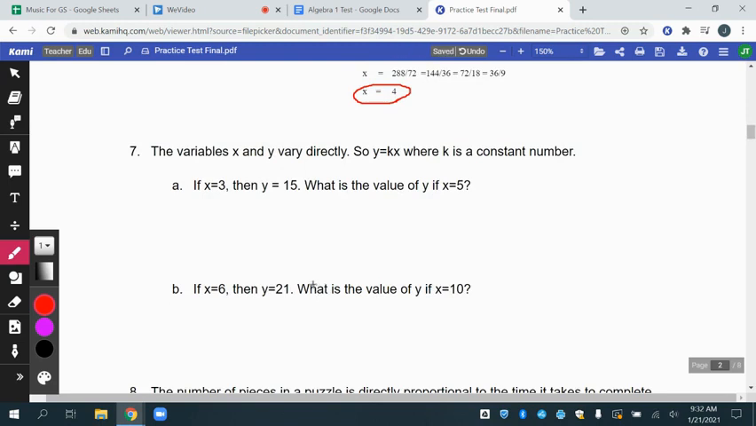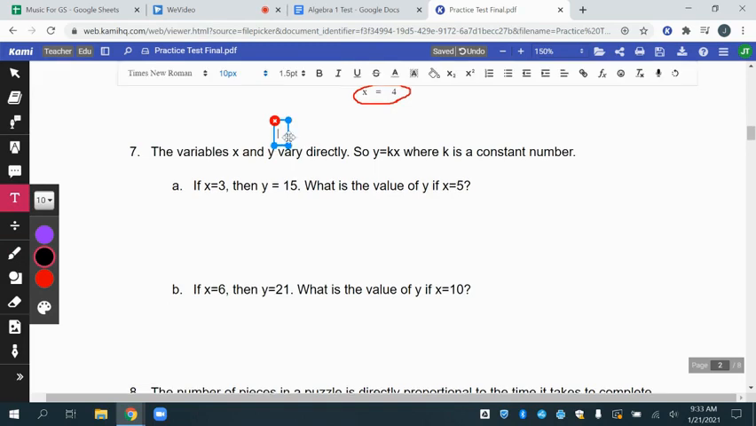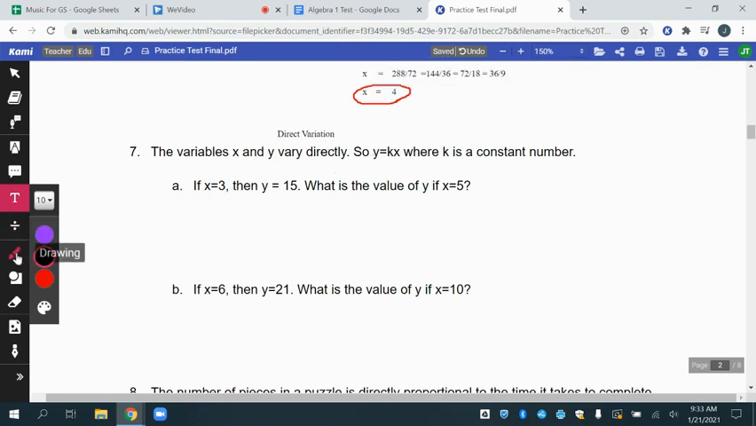I know this is a little bit more mathy. We're trying to move in that direction. Okay, so this one. Here's the thing you need to know. This is direct variation. We had a section on that in the book. Direct variation, we always use this formula.